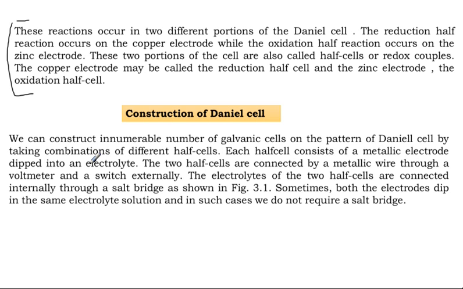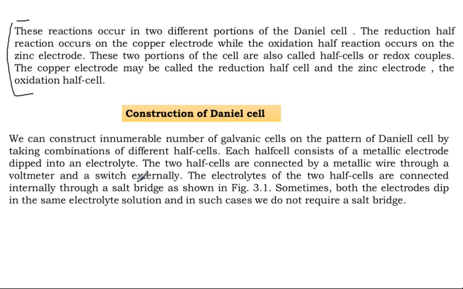So if we use zinc as the electrode, and zinc salt is used as the electrolyte in the particular vessel, it is known as a half cell. The two half cells are connected by a metallic wire through a voltmeter, and externally by what is known as a salt bridge.